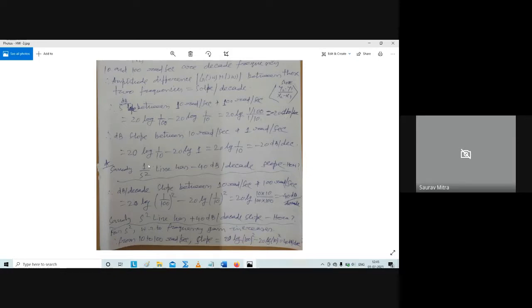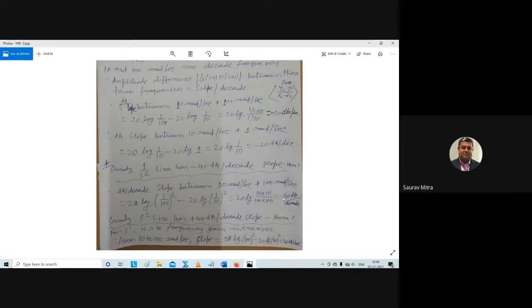Similarly, if it is 1 by s cube, it will be minus 60 dB per decade. That means for every 1 by s, you have to decrease the slope by minus 20 dB. So for 1 by s, the slope is minus 20 dB per decade. For 1 by s square, the slope is minus 40 dB per decade. For 1 by s cube, the slope is minus 60 dB per decade.